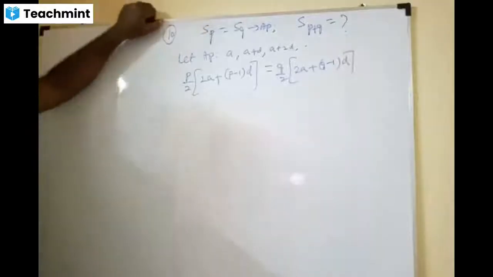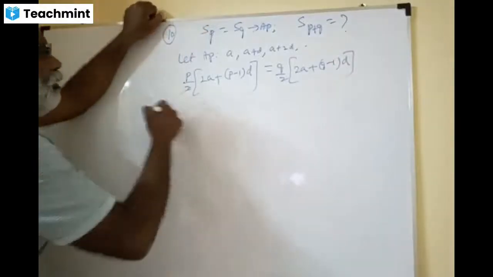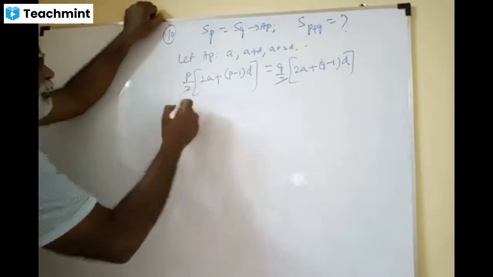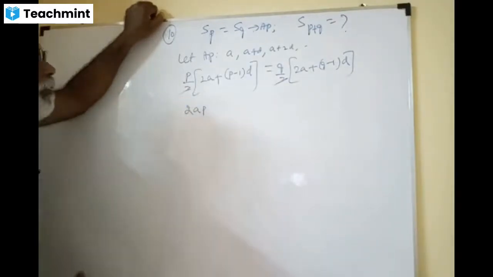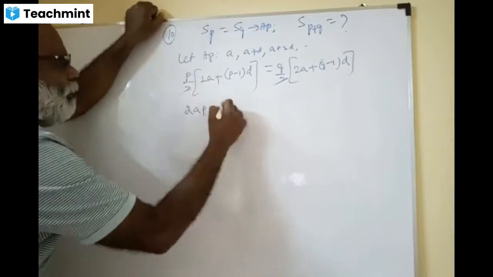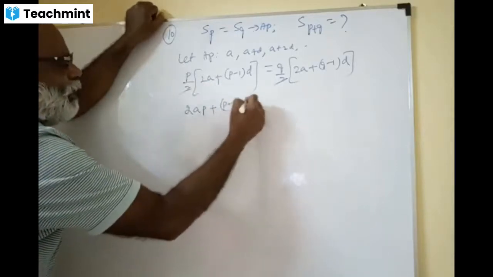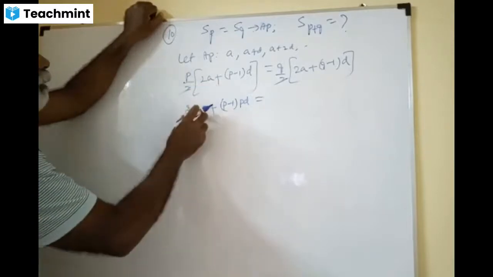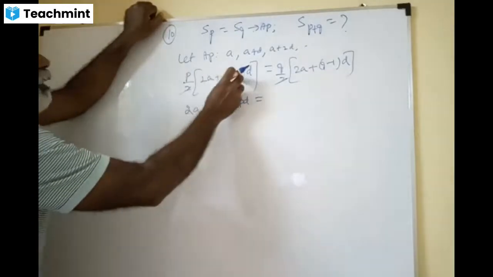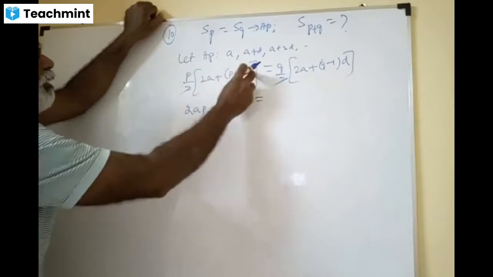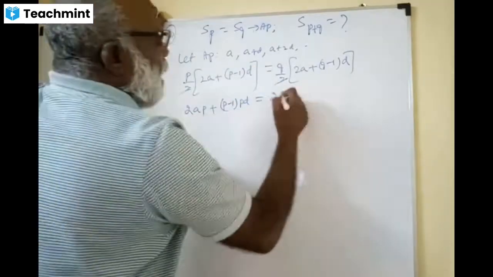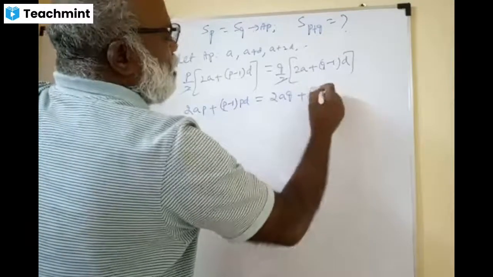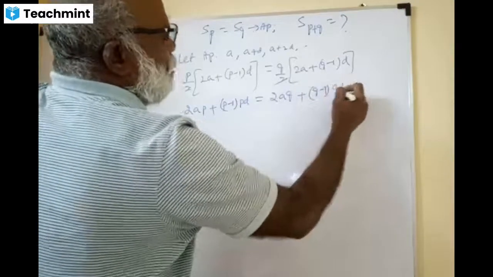Do you agree? Yes, sir. Let's expand it. No harm. 2AP plus P minus 1 into PD, my dears. Right? We are multiplying P with 2A plus P minus 1 into D, so PD is additional. Okay, right? 2AQ plus Q minus 1 into QD, my dears. Okay?